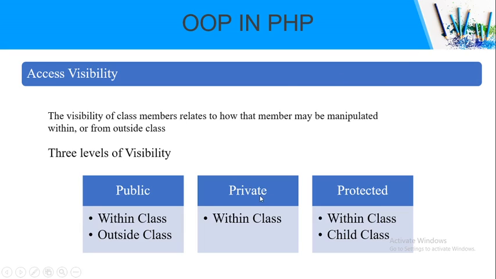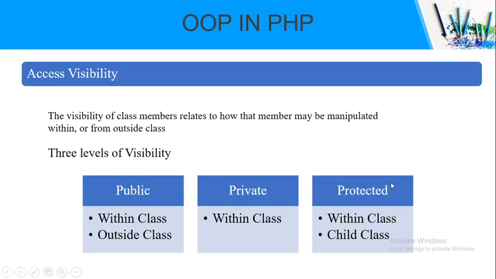Then next one is private. If you use private access visibility, then the private methods and properties can only be accessible within the class. We cannot access the private variable or function of the class through an object made outside the class, but we can use the private function and property within the class using the $this object, meaning the pseudo variable. Private visibility in PHP classes is used when we do not want our property or function to be exposed outside the class.